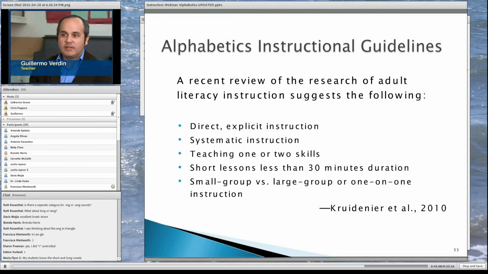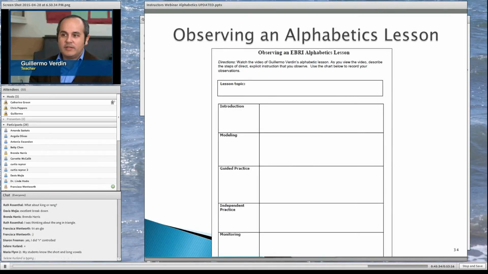A recent review of the research on adult education literacy instruction suggests these instructional features on the screen. Systematic instruction: teach one or two skills at a time, and make the lessons short, less than 30 minutes. And Celine, to answer your question, small group is recommended versus large group or one-on-one, depending on the need. What you see on the slide is an observation guide, and you all received this handout in the pre-webinar assignment. It lists the steps of direct explicit instruction.